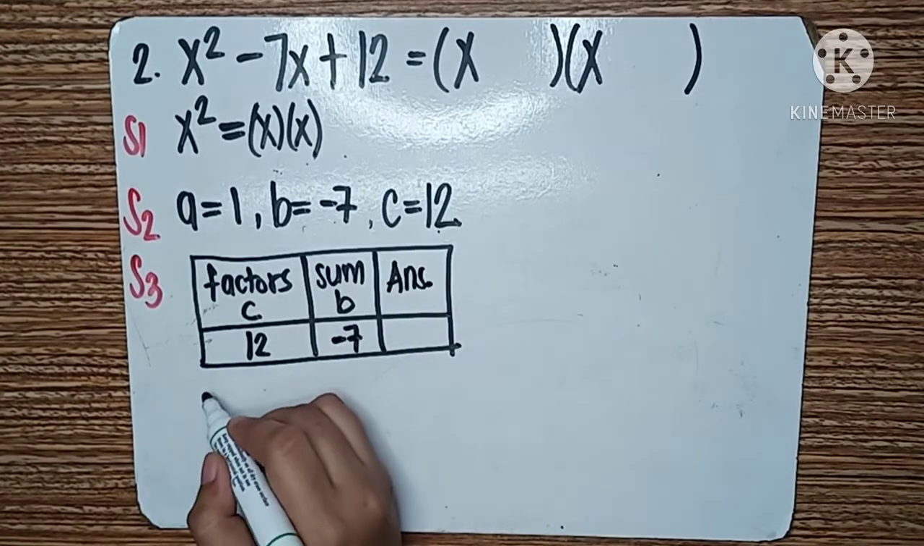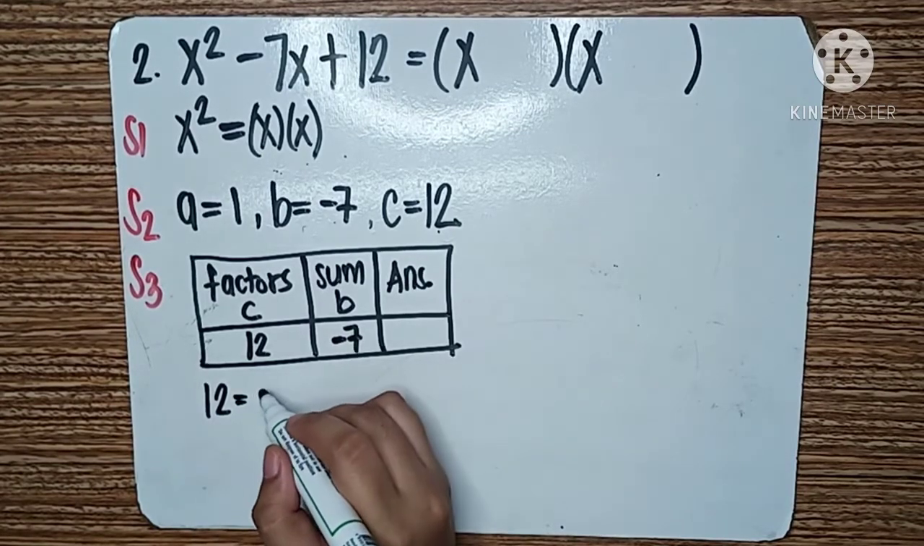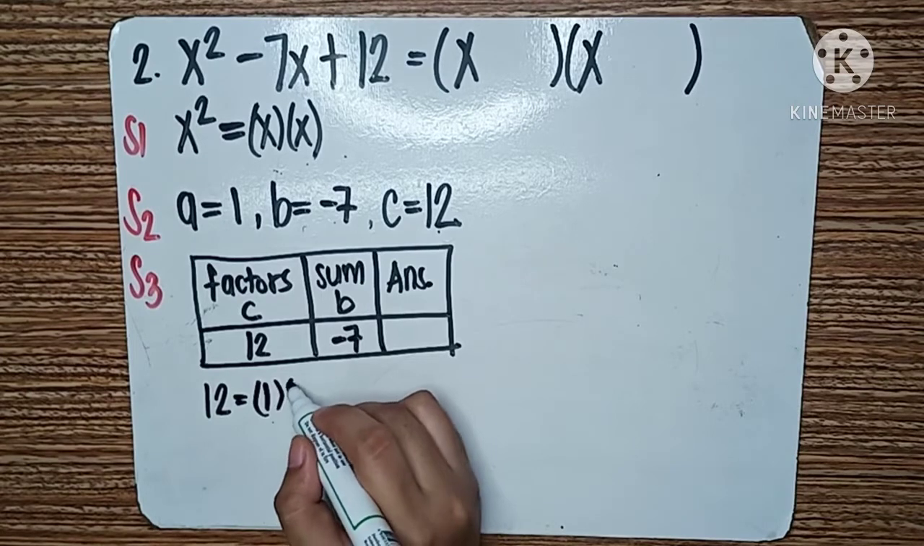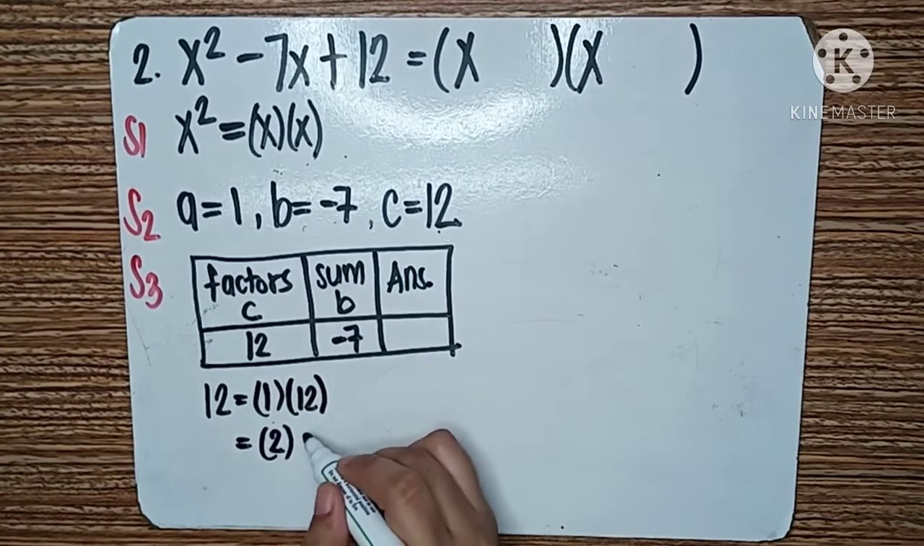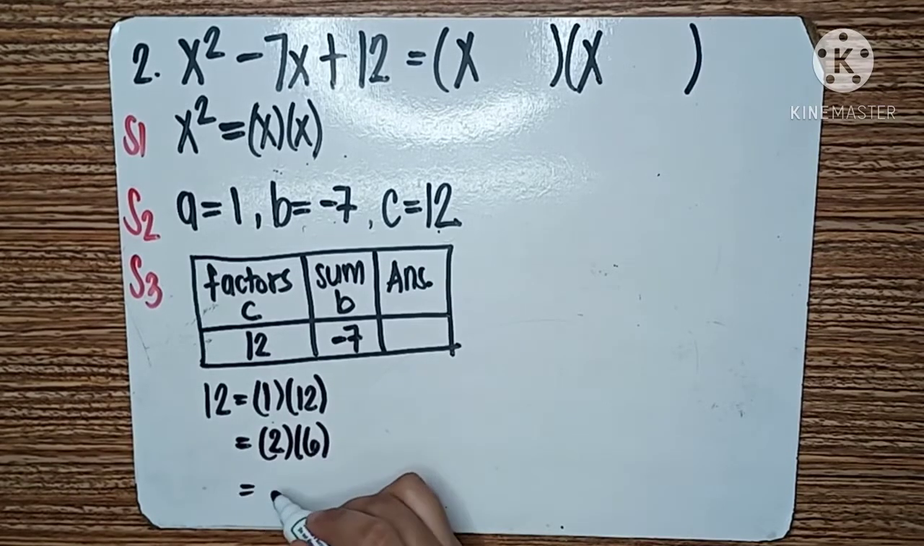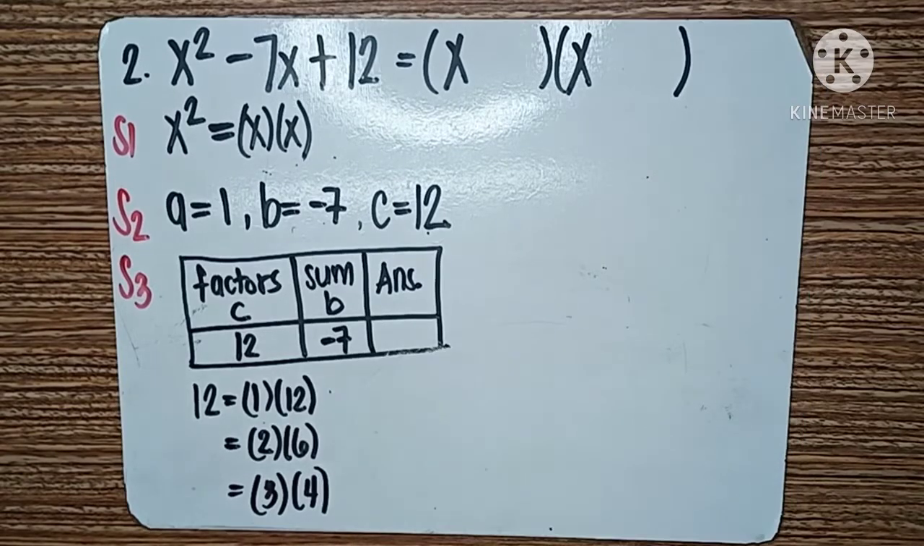Okay. We'll write again the factors of 12, which are 1 and 12, 2 and 6, 3 and 4. So, ito rin yung mga factors natin kanina. Pero kung napansin ninyo, yung sum kanina, lahat ay positive. So, paano tayo makakaproduce ng negative 7?